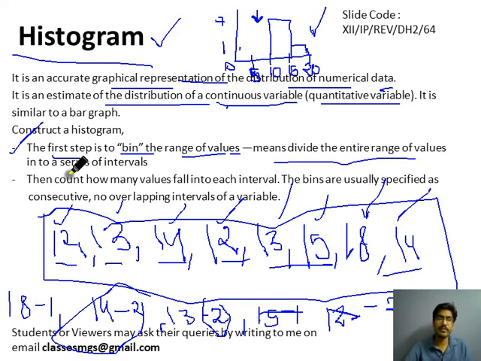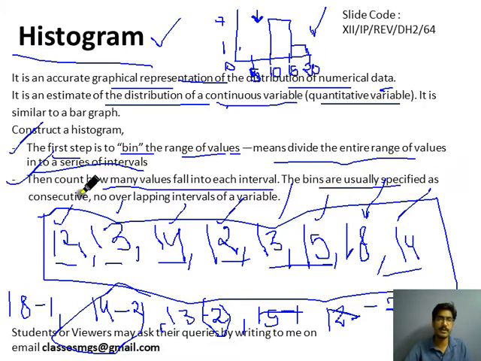Divide the entire range of values into a series of intervals. We have divided it like 0 to 5, 5 to 10. Then the second step: count how many values fall into each interval. So we have counted: in 0 to 5 there is no value, in 5 to 10 there is no value, in 10 to 15 we have counted these values and shown that there are 7, and similarly for other ranges like 15 to 20.